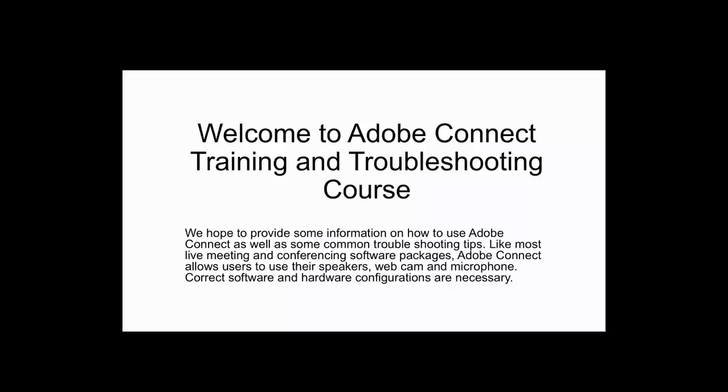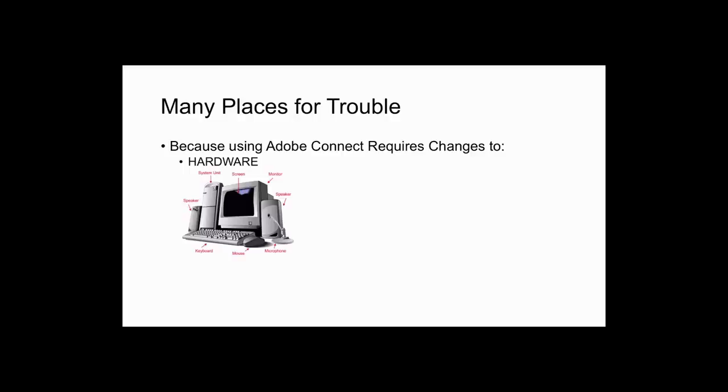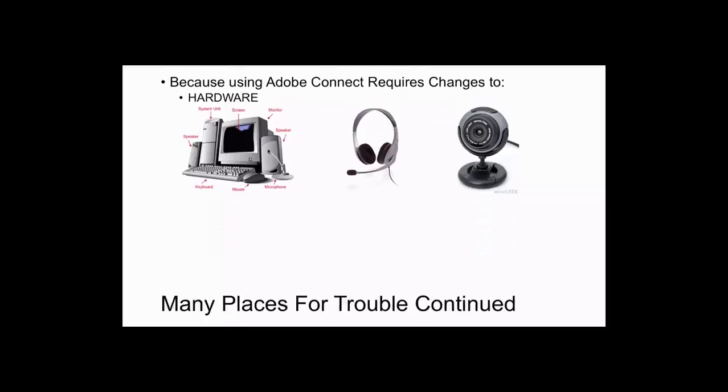Like most live meeting and conferencing software packages, Adobe Connect allows users to use their speakers, webcam, and microphone. Correct software and hardware configurations are necessary for an effective Adobe Connect meeting. There are many places for trouble to occur during an Adobe Connect meeting because Adobe Connect requires changes to your system's hardware, such as enabling your speakers, a microphone headset, or a webcam.